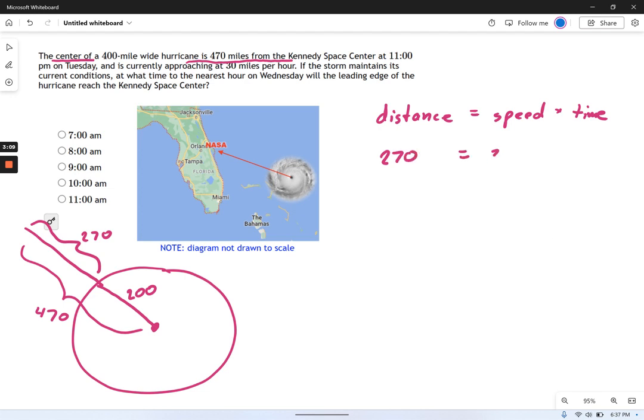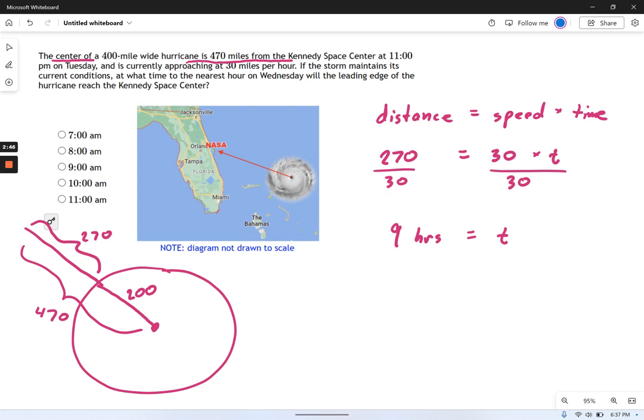And the speed of the hurricane is 30. And that's going to be multiplied by t, the time it takes to get there. So now it's a simple algebra equation. See, once we get into algebra, it's easy. The hard part is really turning the words into numbers. So we're going to divide each side by 30. And that tells me that we're looking at 9 hours until landfall.